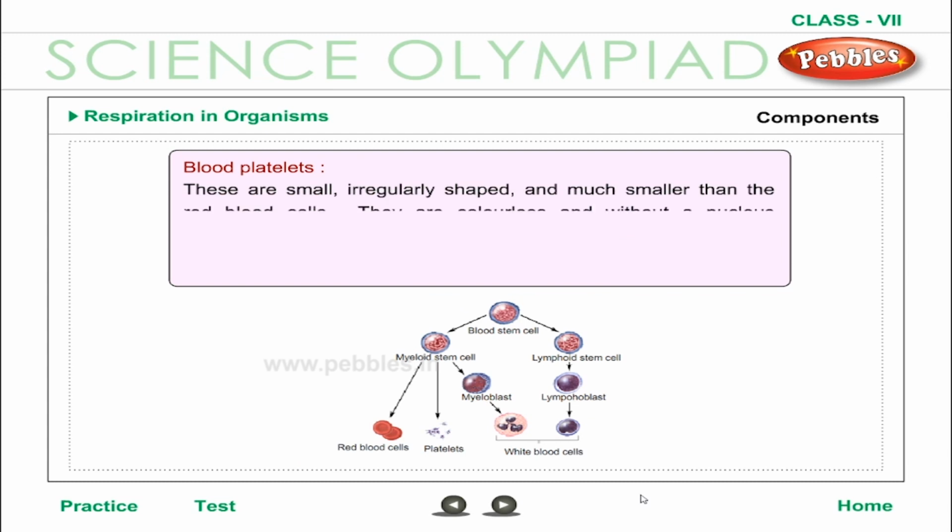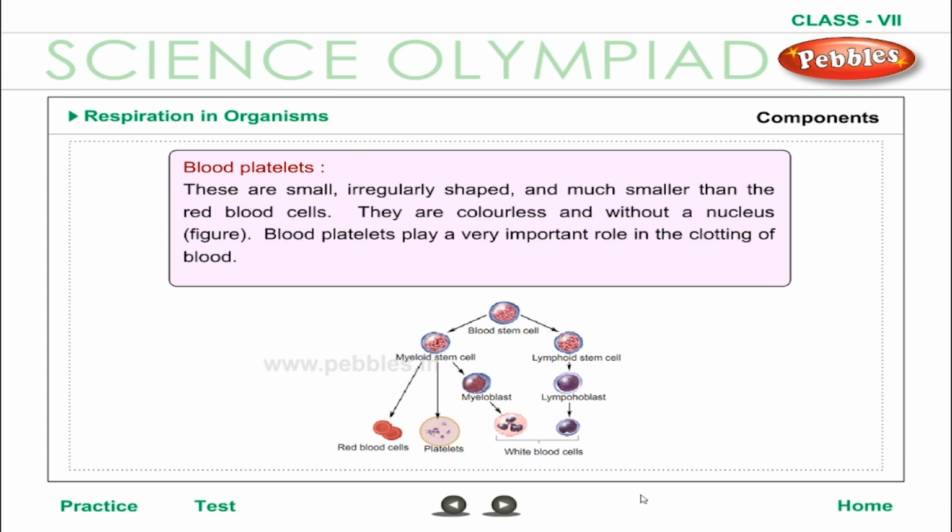Blood platelets. These are small, irregularly shaped and much smaller than the red blood cells. They are colorless and without a nucleus as shown. Blood platelets play a very important role in the clotting of blood.